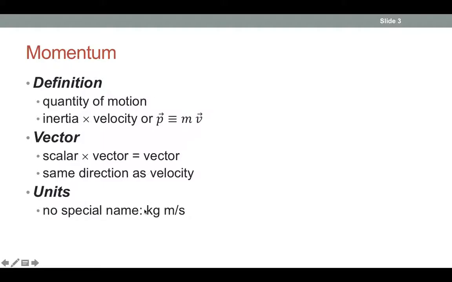Now, sometimes when we introduce a new quantity, we introduce new units, like we did with energy. Here, we are not. This is just for historical reasons. There's no special name for the units of momentum. So they are just units of mass times units of velocity.